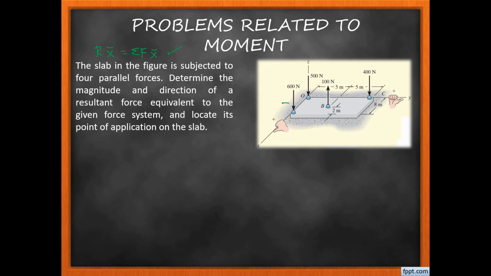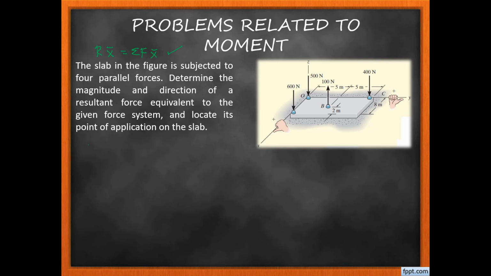So bago natin i-solve yan, the slab in the figure is subjected to the 4 parallel forces. Determine the magnitude and the direction of the resultant force equivalent to the given force system and locate its point of application on the slab. So kailangan nating ma-locate kung saan mag-a-act yung ating resultant force. So ibig sabihin, dapat meron tayong value ng x dito at meron tayong value ng y. Okay? So, bago natin magawa yan, kailangan muna natin kunin yung resultant force.